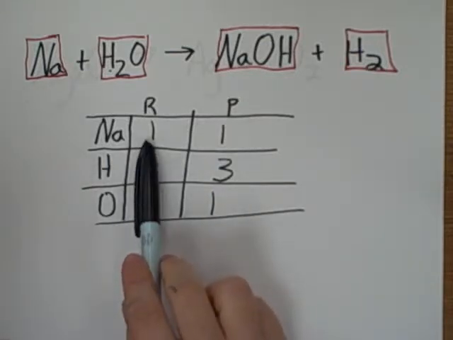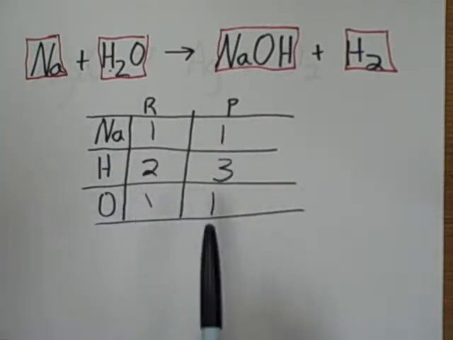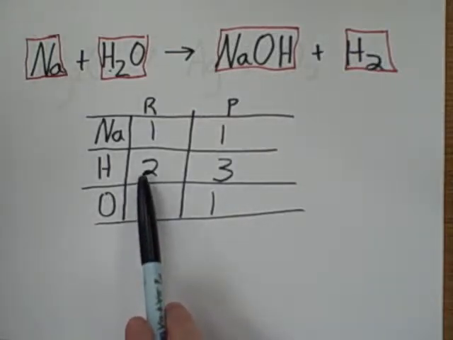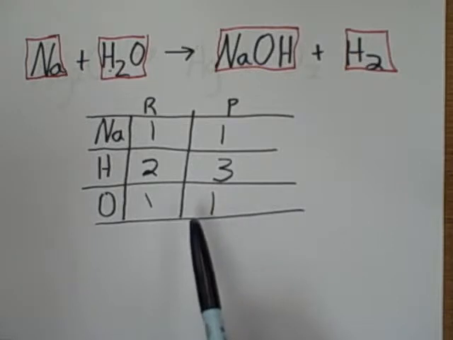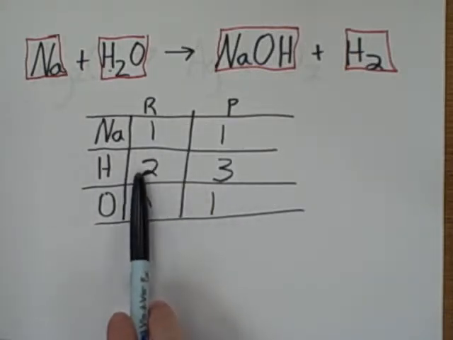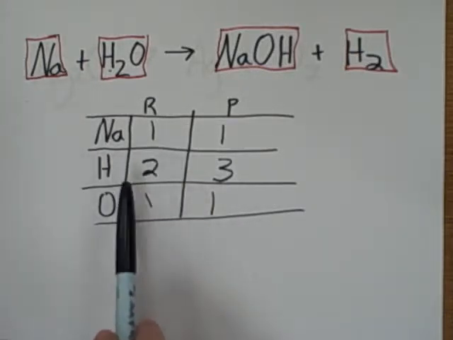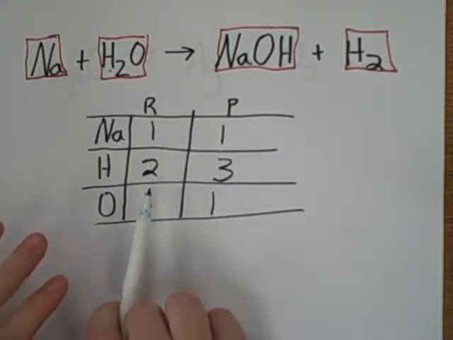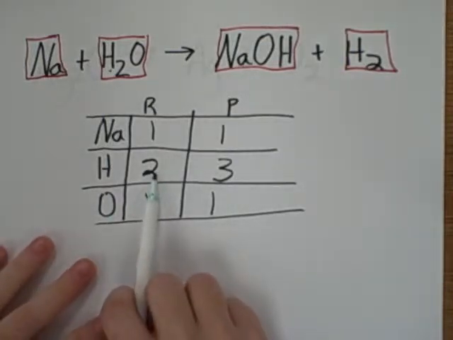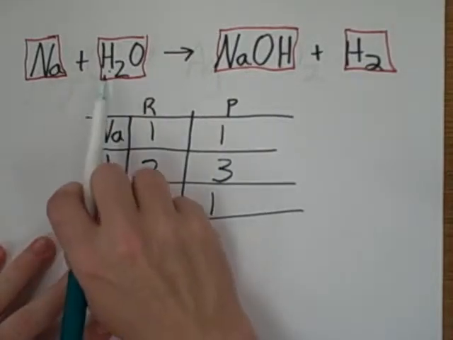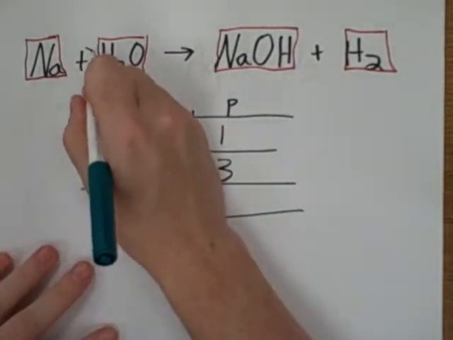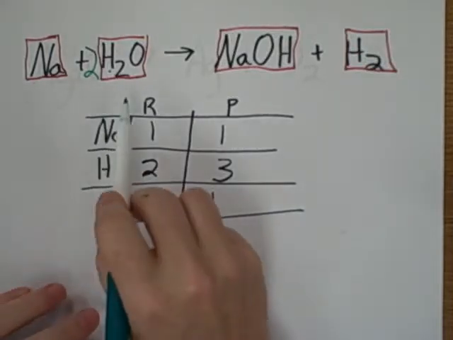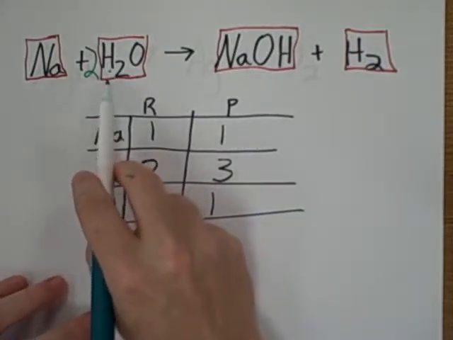Now right now the sodium numbers match and the oxygen numbers match, but the hydrogen numbers do not match. We have 2 on the left side and 3 on the right side. So we need more of them on the left side, on the reactant side. So to do that, we are going to put a 2 in front of the H2O. The 2 in front of the H2O will multiply everything inside the box times 2.